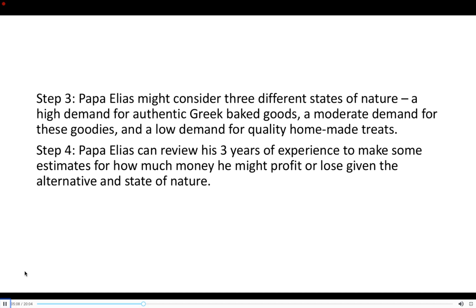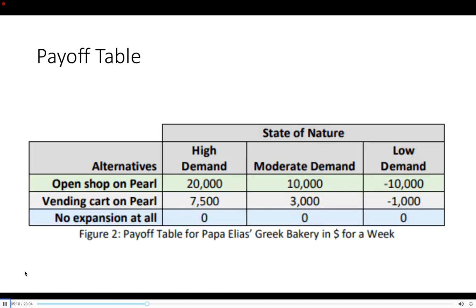And so he can review his 3 years of experience to make some estimates for how much money he might profit or lose given the alternatives in state of nature. Okay, so based on that, Papa Elias Greek Bakery comes up with these numbers. So we've got the different alternatives: open the shop on Pearl, the vending cart, no expansion at all, and high demand, moderate demand, and low demand. He figures his profit, his income versus his expenses, and that's how we come up with the 20,000, the 10,000, or low demand stand to lose $10,000, and this is for a week apparently.